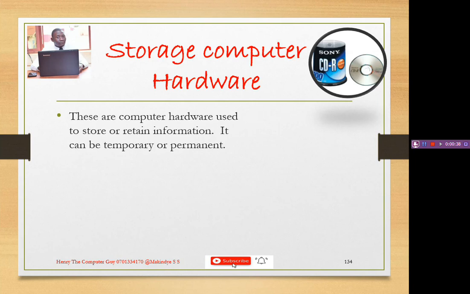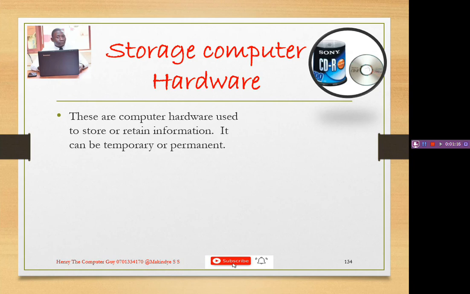If you have any data that you want to keep, you need what we call storage computer hardware. It can be temporary or it can be permanent. That means that some of them can store data for a short period of time, while others can store data for a longer period of time. For example, RAM, or random access memory, is volatile and keeps data for a short period of time. Whenever power is switched off, its contents are erased or lost. So that one stores temporarily.